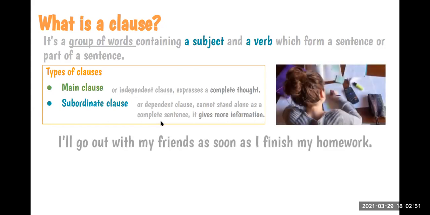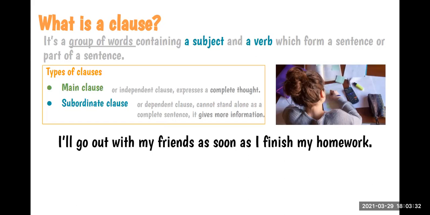I'm going to give you an example. I'll go out with my friends as soon as I finish my homework, it says. I want you to tell me how many clauses you can see in this sentence. How many clauses do you think we have here in this sentence? Two clauses. Two, right? Which ones? Which is the first clause? I go out with my friends. This is the main clause, okay? It has a complete thought, right?